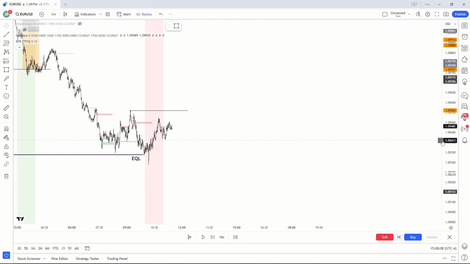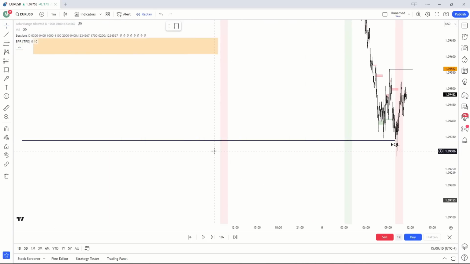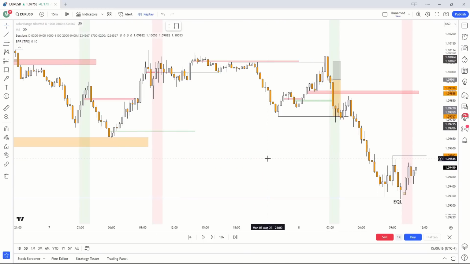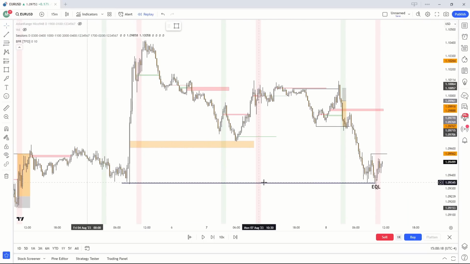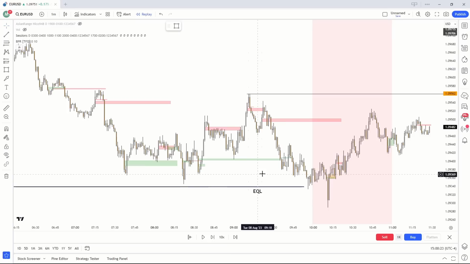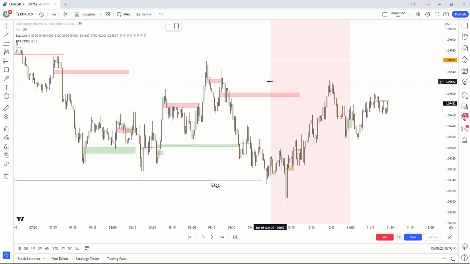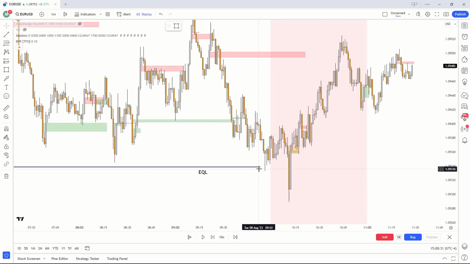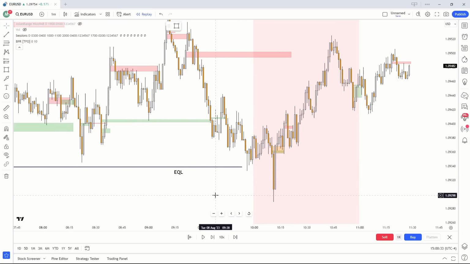Example number 2, I am still on Euro USD. So if you guys, let me go on a higher time frame for you guys actually. The 15-minute, you can see we have a lovely area of equal lows here, which has been taken out. Let me go back onto the 1 minute. We've taken out these equal lows, and here's our time delineation from 10 to 11. So we've got our liquidity sweep, which is our step 1.